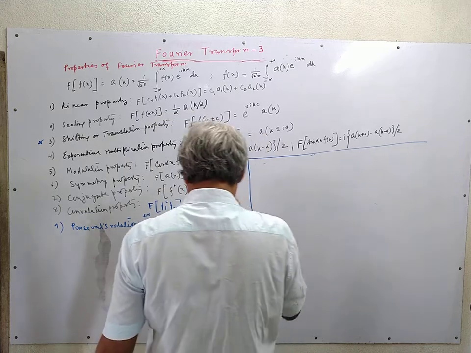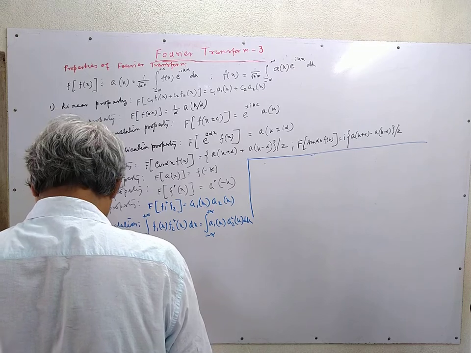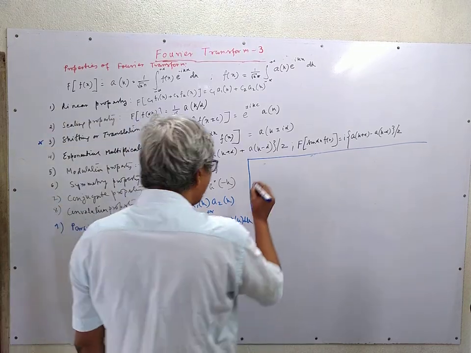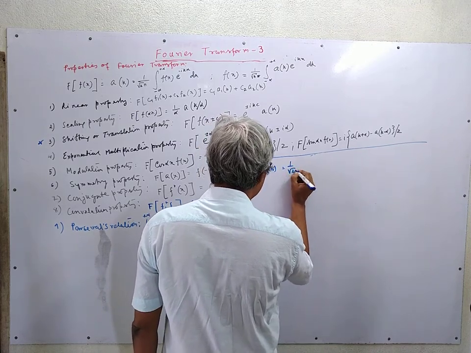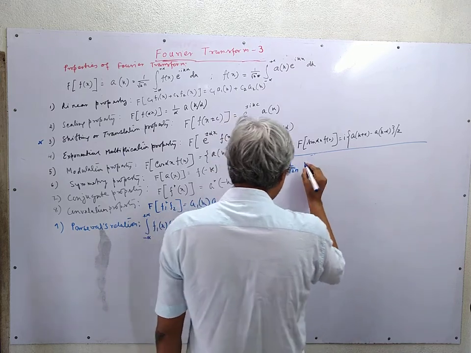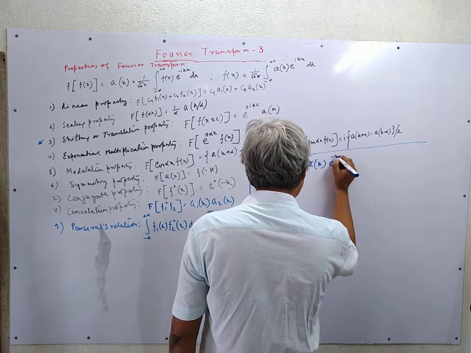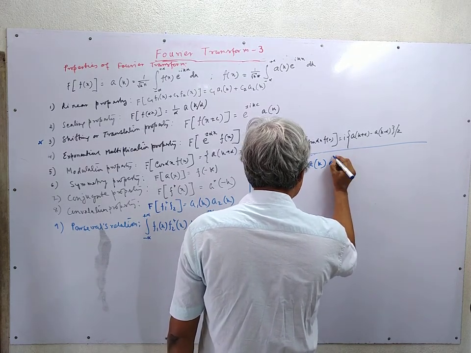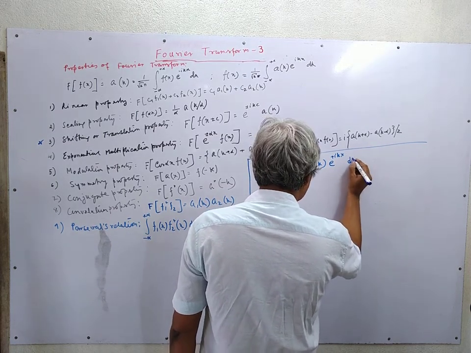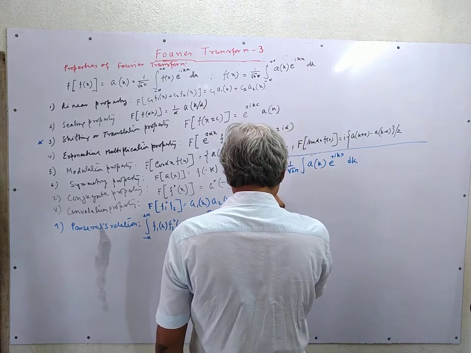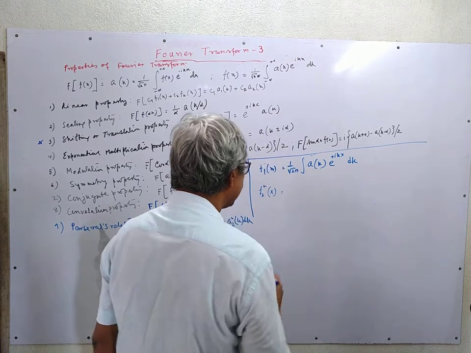Now coming to the proof, we know that f1 of x can be written as 1 upon root 2 pi integration over a of k e to the power plus ik x dk, and f2 star of x can be written similarly.